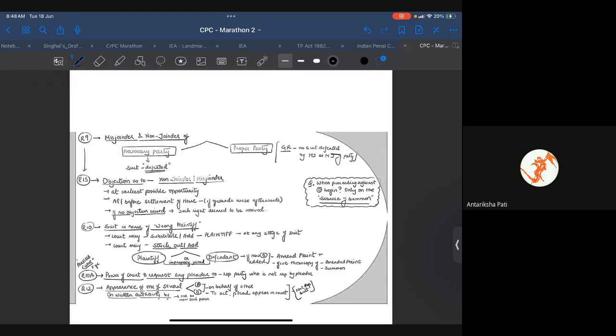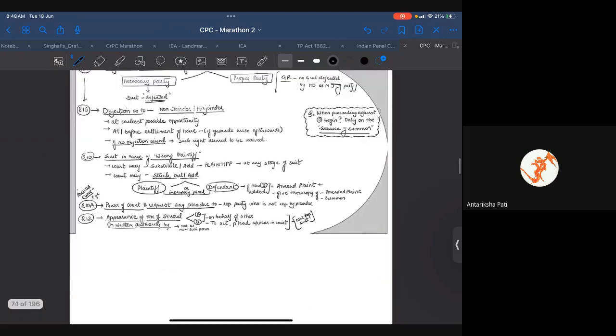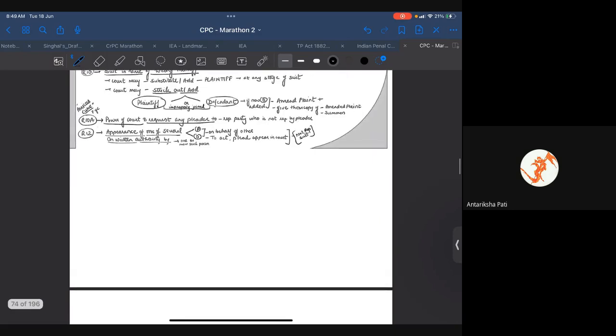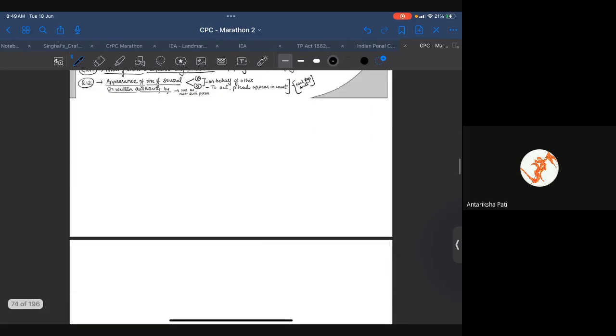Now, power of court to request any pleader to address it. If the party is not represented by a pleader, then the court may appoint an amicus curiae also. That is done. Now, Rule 12 is appearance of one of several on written authorities. It says that if one of the parties is not present, you may be allowed to appear on behalf of the others. Okay. Now, it is not a representative suit. He is just allowed to appear on behalf of the other.